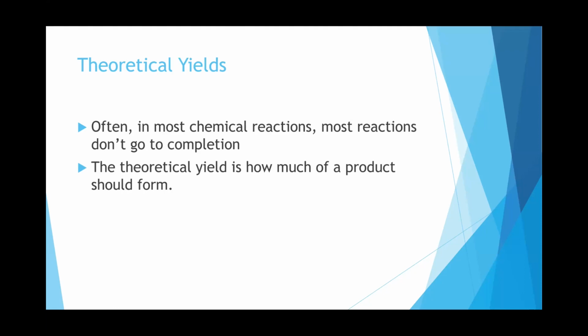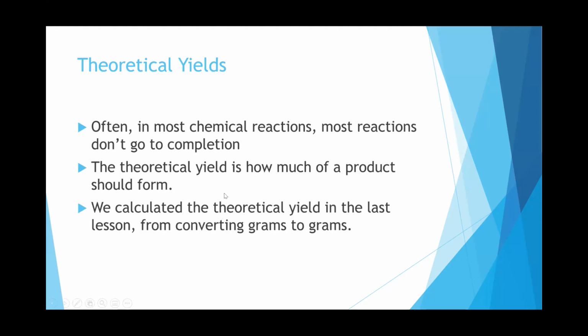The theoretical yield, in its name, gives what it's supposed to say. It's how much should form theoretically. If you do stoichiometry, which is what we've been doing for the last 6 or 7 weeks, that's the calculations of how much we expect the product should form. We actually did a lot of these calculations last week when we converted grams to grams.